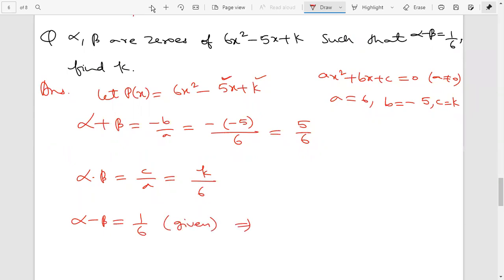So alpha minus beta, how can we write it? Think carefully about this. Can we write this in terms of alpha plus beta and alpha into beta, because we have these known values? So for alpha minus beta we write the root of alpha plus beta whole square minus 4 alpha beta.